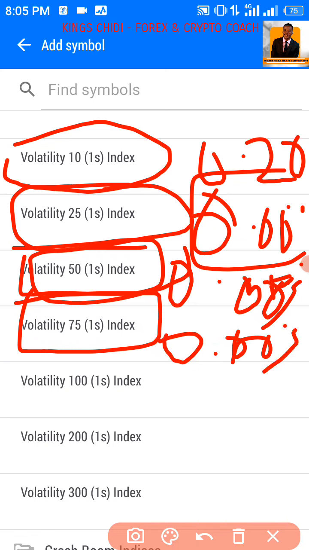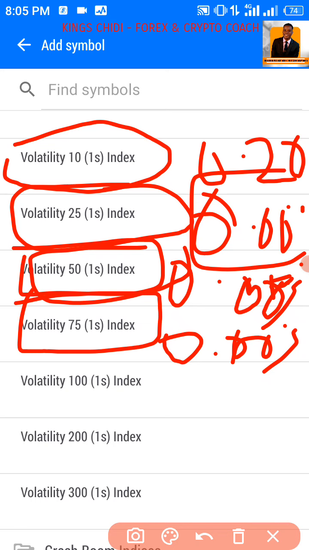That is the lowest lot size. You can trade this one with even 2 cents. 2 cents, 10 cents, 50 cents, $1. So it's the lowest in terms of volatility. That is it. The lowest in terms of volatility.